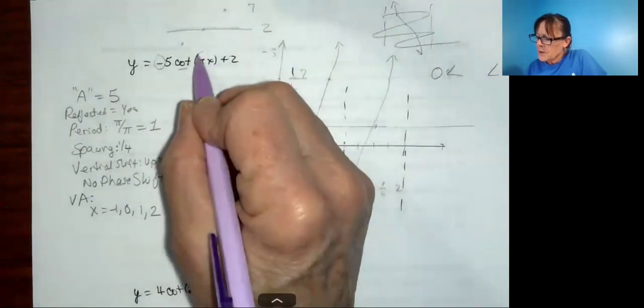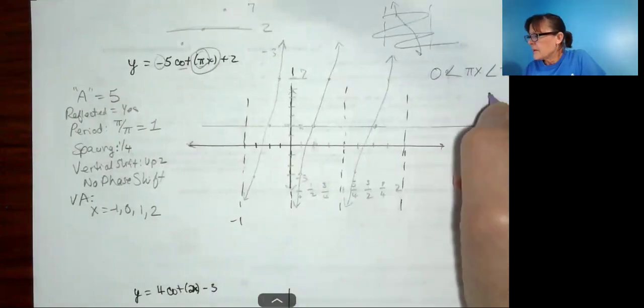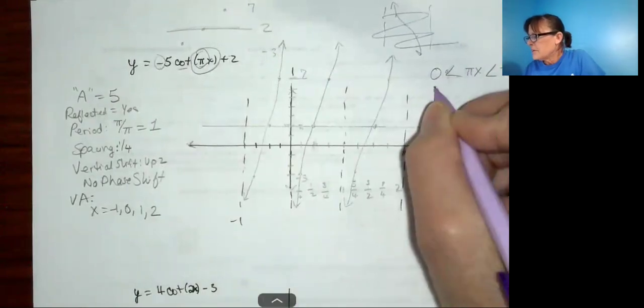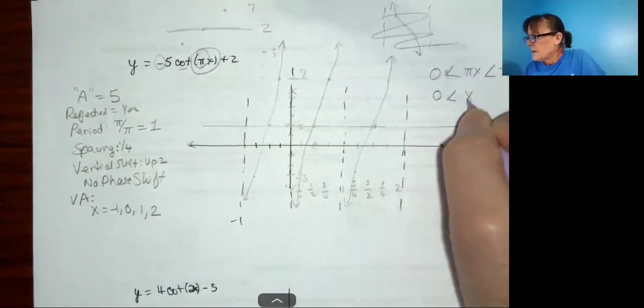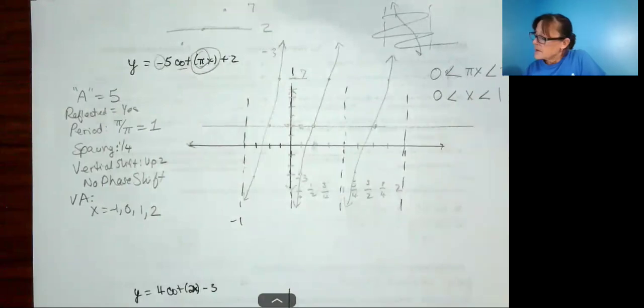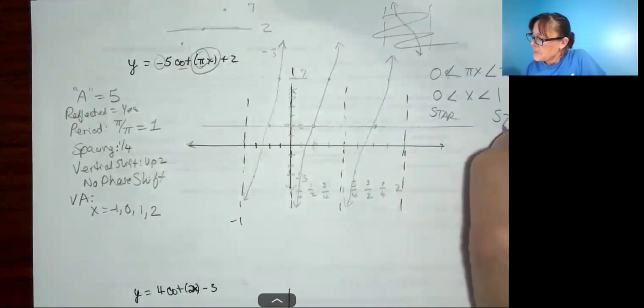Remember what we did with tangent? We could put this whole thing in there, pi x, and solve for x by dividing everybody by pi. 0 divided by pi is 0. Pi divided by pi is 1. This is where you can start. This is where you can stop.